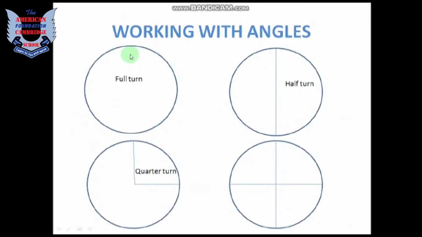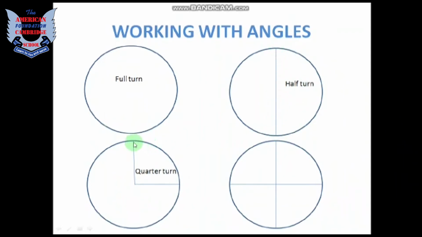This is a full turn. When you cover the distance from here and complete a full circle till here, it is called a full turn. Now let's jump to half turn. When you complete a circle from here till here, you are not completing a full circle, you are just completing a half circle. So this is called a half turn.